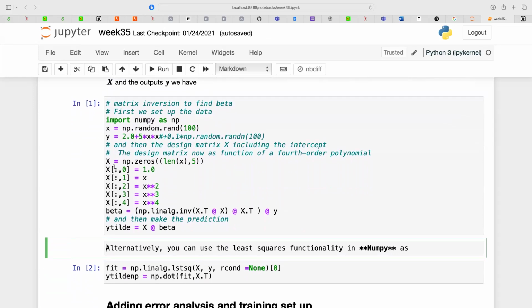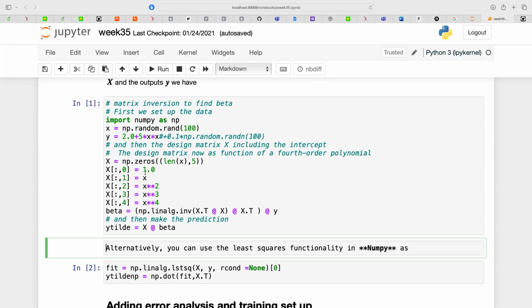So in each column here, you have 1, x squared, x cubed, and x to the power of 4. Since we have 100 points here, this is a 100 times 5 matrix. And that's my design matrix. And I'm keeping the intercept.